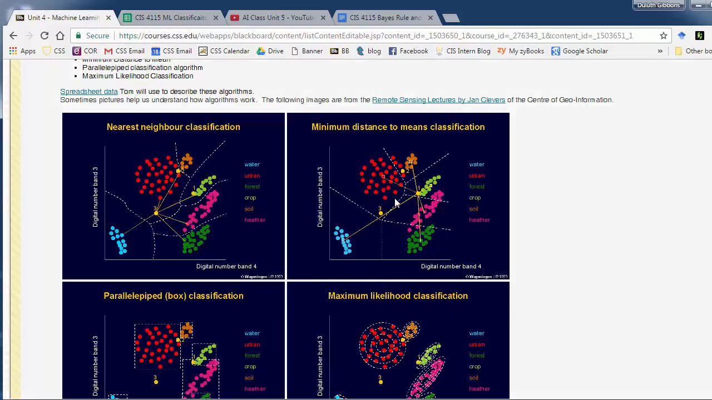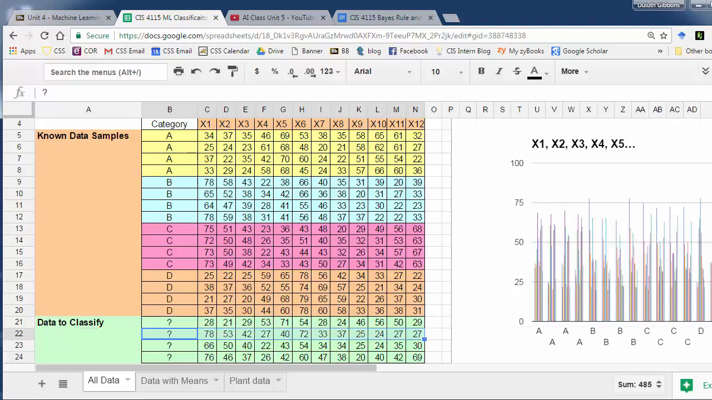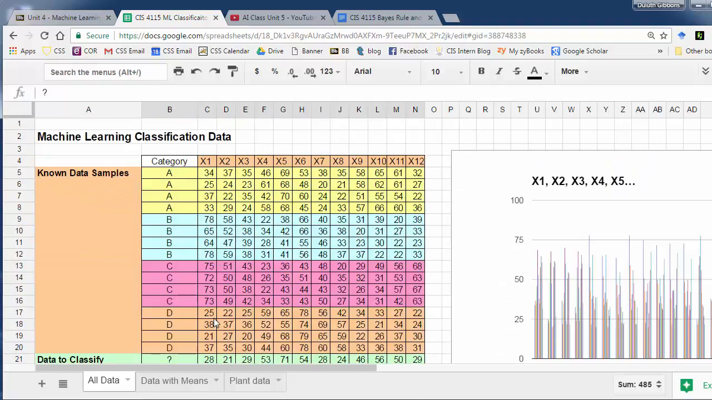So that's what this is. The other one is the parallelepiped classification, and again, that's not used that much. But what you would do is say, given some new data point here, 28, does it fit in here? And you look at the min and the max.